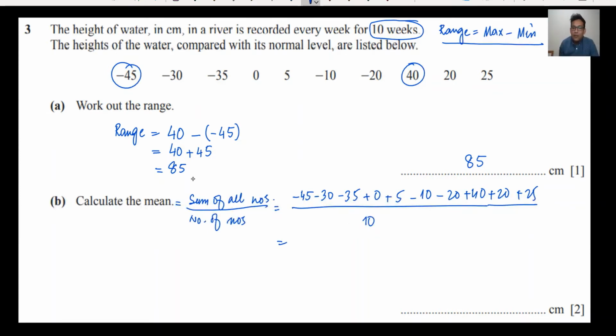And when we add, we have to check one thing. 40 is here, so 40 we can cancel with this 30 and 10. Then we have 25 coming, 45 is cancelled with this 45. And now we have minus 20 and minus 30.